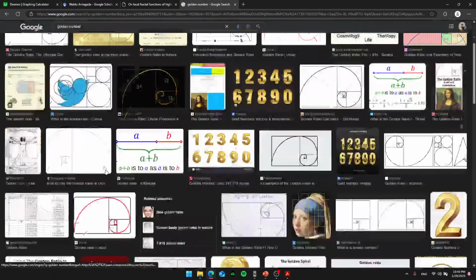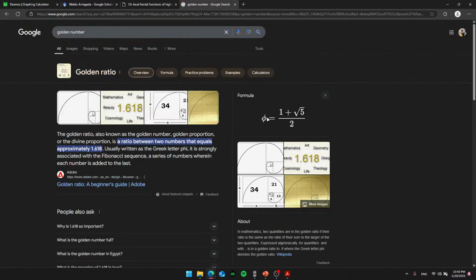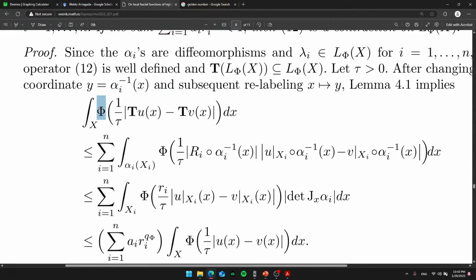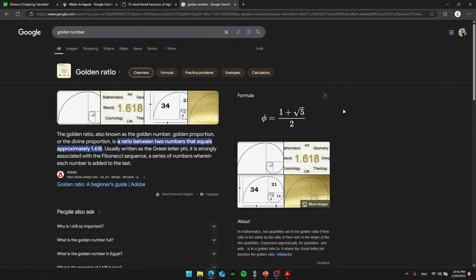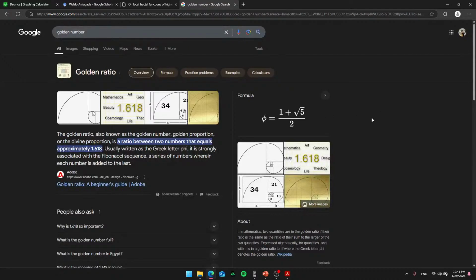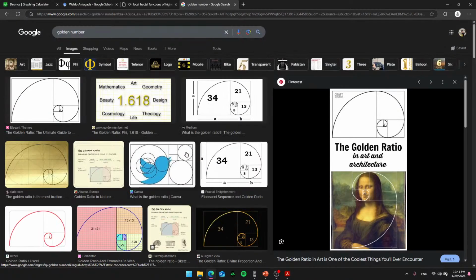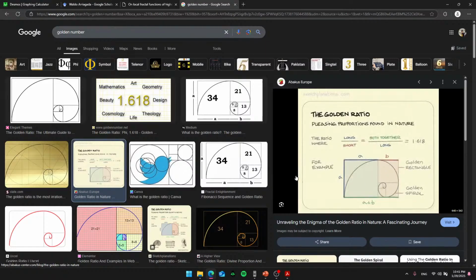Golden number. The formula is equal to 1 plus root 5 over 2. So it has like two meanings. The phi is like phi, like no solution, and it has like a number. So in this case, I think he's referring to this 1 plus root 5 over 2. So this is called the golden number, or the golden ratio. Same thing.